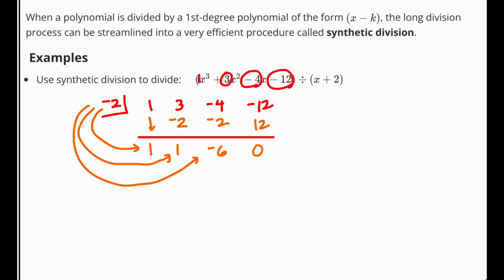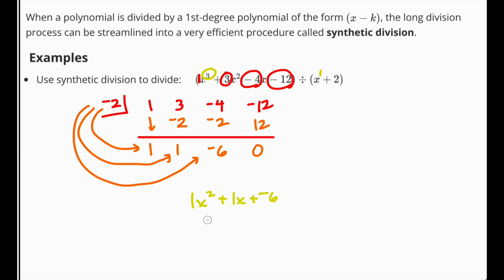That last column there, that 0, is going to be the remainder. There is no remainder for this, so whatever you have left is the answer. But we have a 1, a 1, and a negative 6. It doesn't help us much. Well, you had an x to the third, and you got rid of one of the x's by dividing it. So this x to the third now becomes x squared. So that first one is 1x squared plus 1x plus negative 6. So that would be the answer for this whole thing.